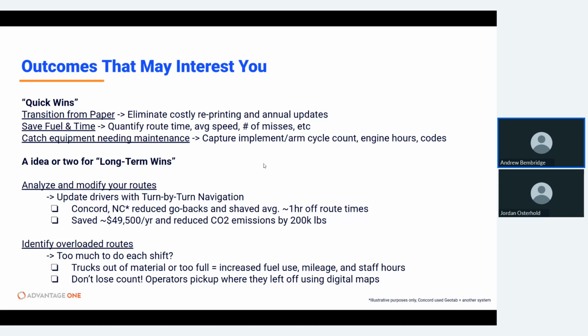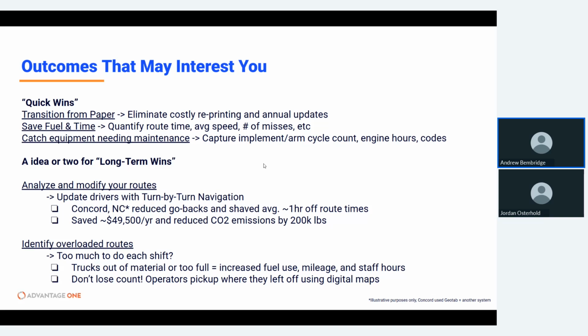But I really wanted to point out the outcomes, and this is where some of the value really comes from here. So, the quick wins that I was alluding to: the transition from paper. Getting rid of reprinting those route books every year, reprinting those inspection sheets, reprinting just anything on paper, period. Get away from that. Go digital. Saving your fuel and your time.